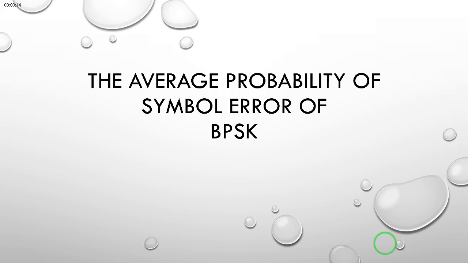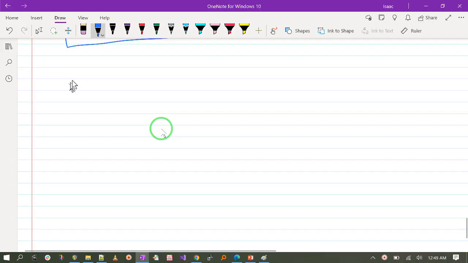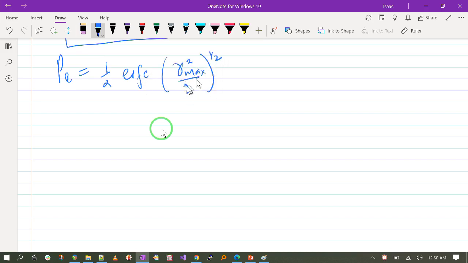Our next discussion is going to concentrate on looking at the probability of error of BPSK, and we will follow the same idea that we have already followed in evaluating the probability of error for BSK, where we say that there is a general formula that we are using for finding the probability of error, as we have already derived. The probability of error is given by a half of the complementary error function of the root of gamma max squared divided by 8.